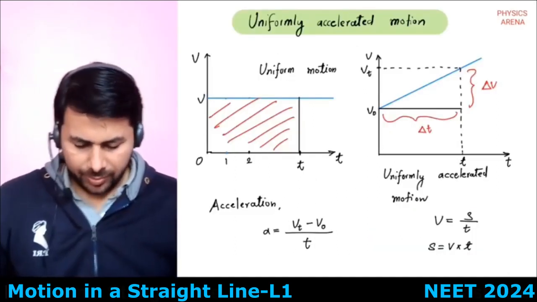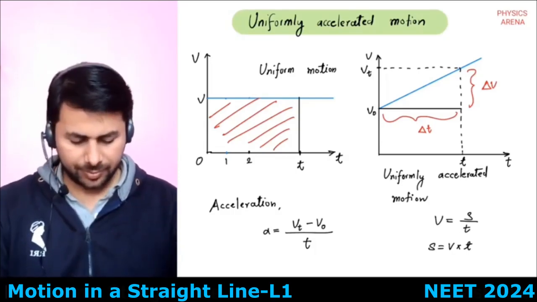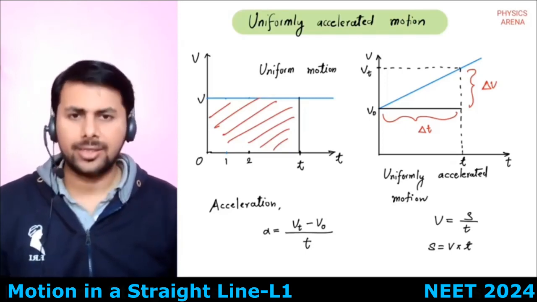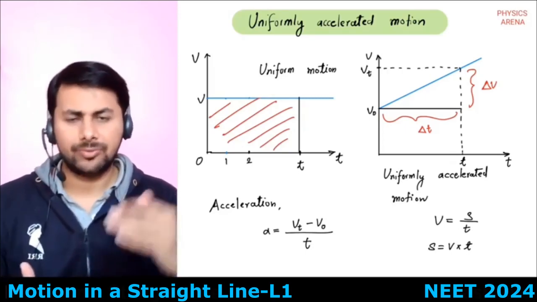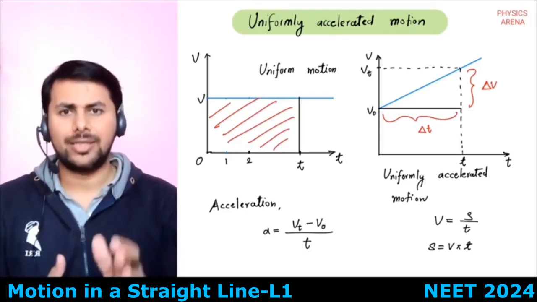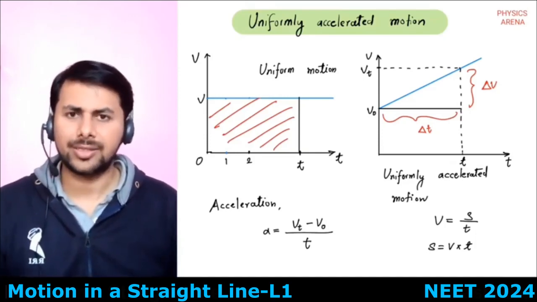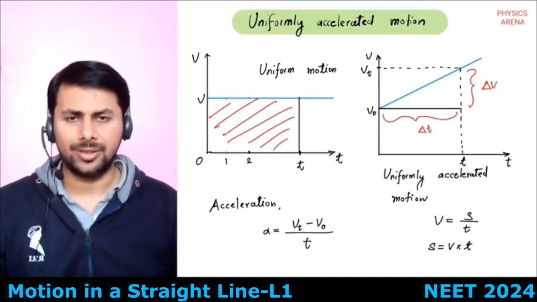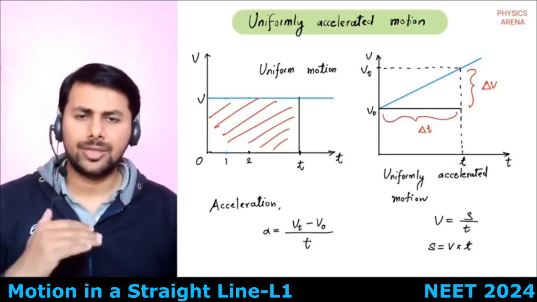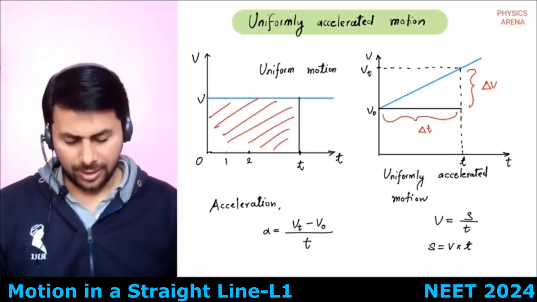So then let's talk about the uniformly accelerated motion. What is uniformly accelerated motion? It means the object starts with some initial velocity, and it keeps on accelerating at a specific rate. Its acceleration is constant. A is constant. Its velocity is changing, but changing at a uniform rate. That is uniformly accelerated motion.